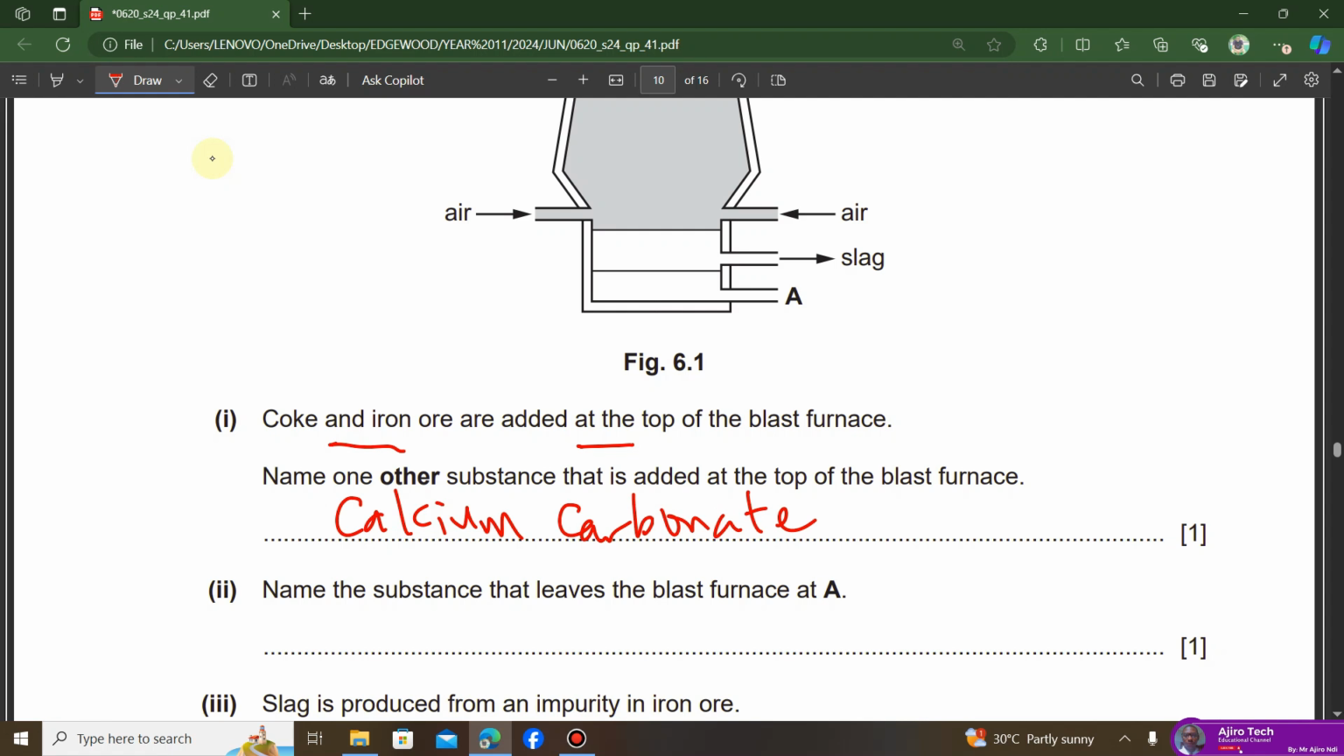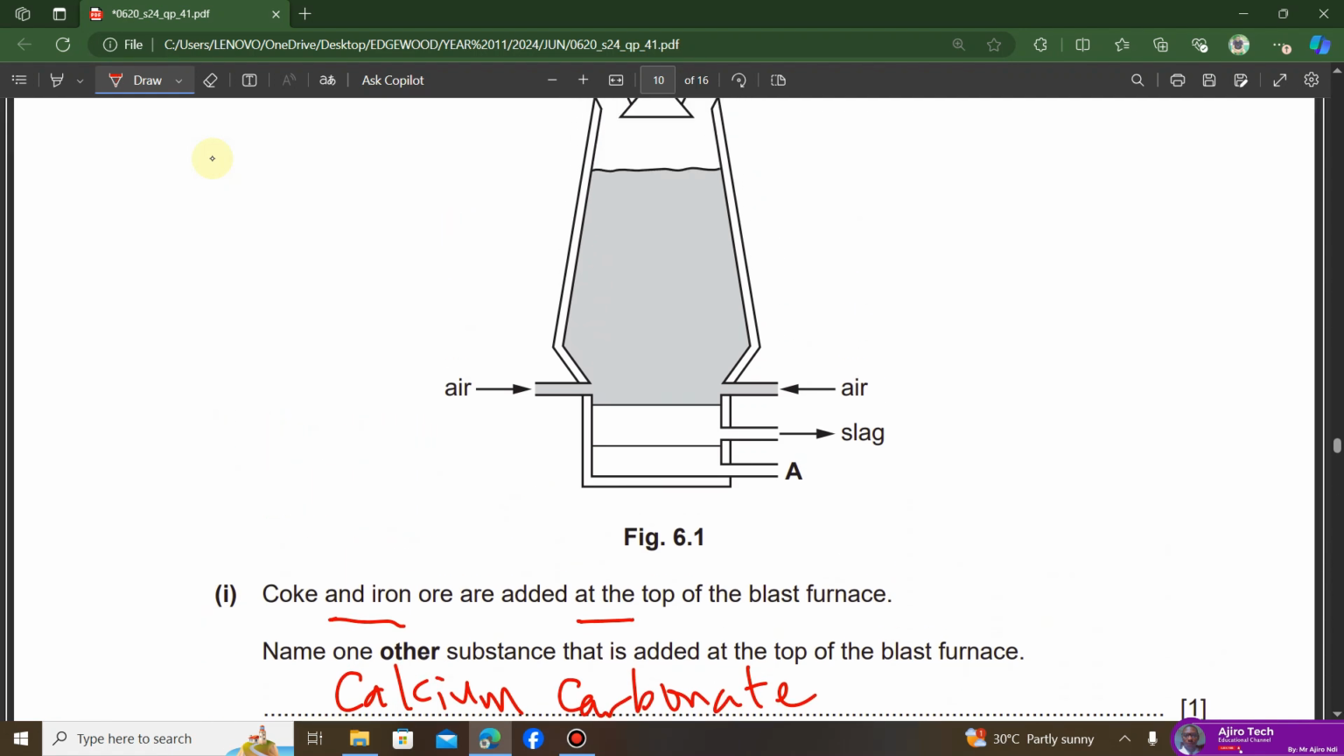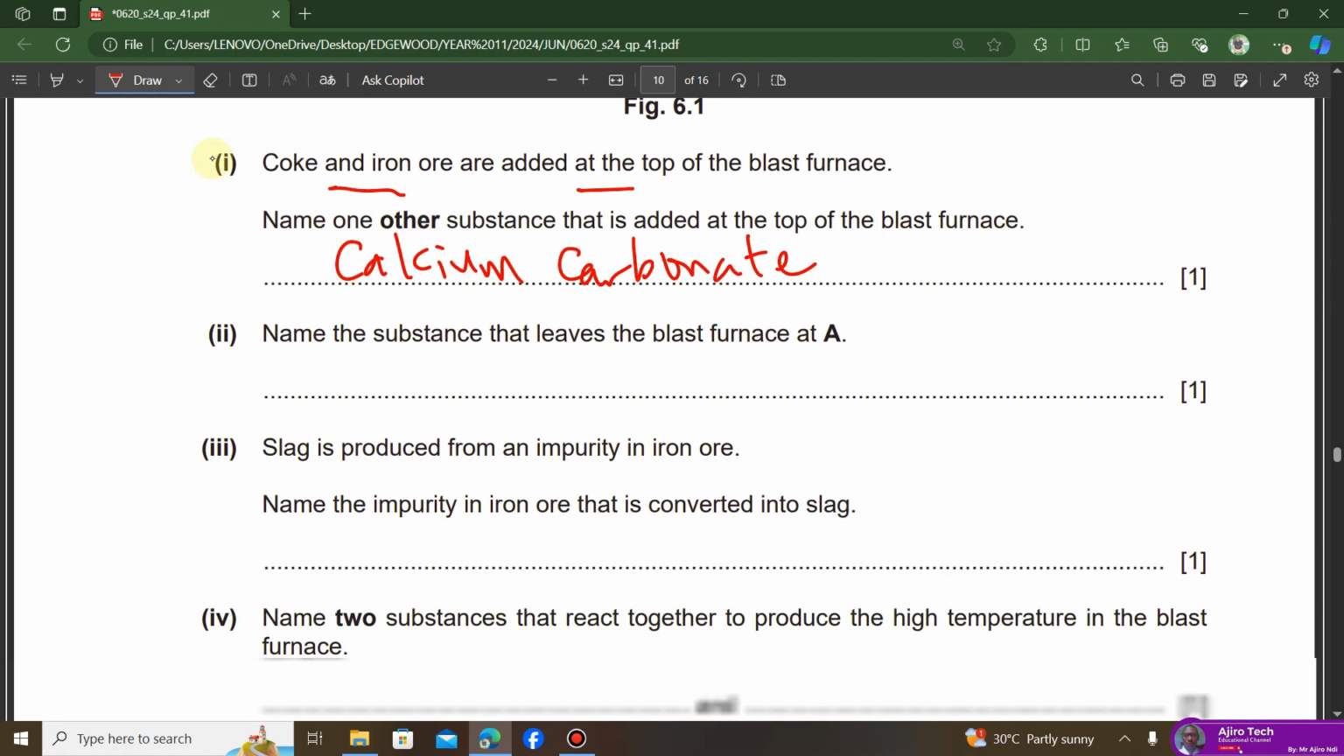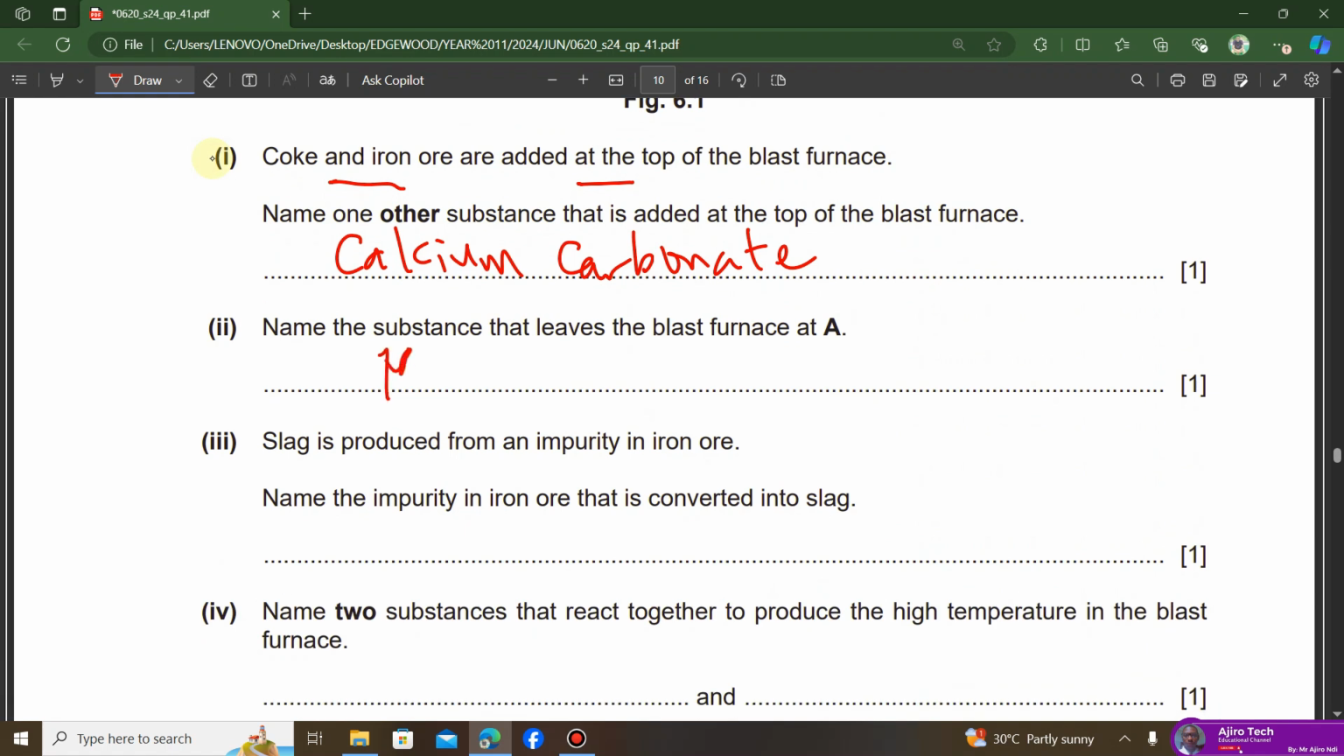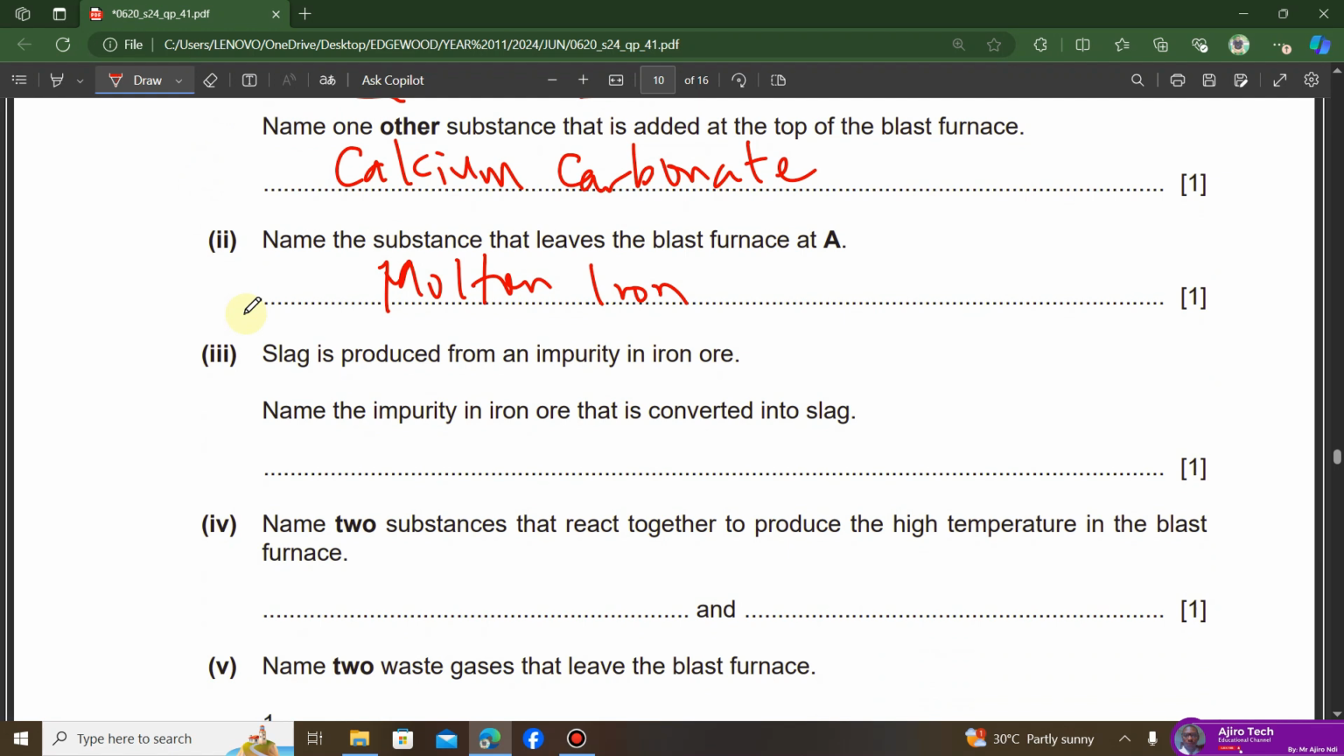Name the substance that leaves the blast furnace at A. The slag has a lesser density, so what leaves at A is the molten iron you are trying to obtain, or rather, have obtained. So it's molten iron. Slag is produced from an impurity in iron ore. Name the impurity in iron ore that is converted into slag. Your impurity is simply silicon(IV) oxide, or silicon dioxide. So that's the impurity in the whole process.